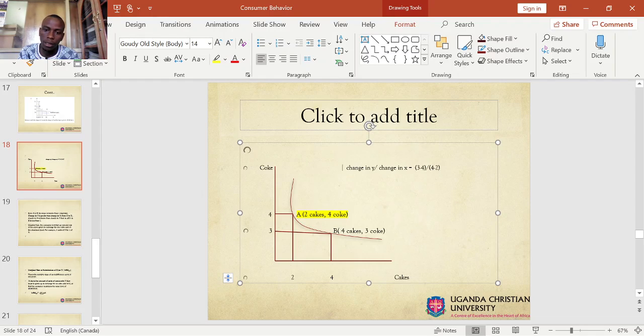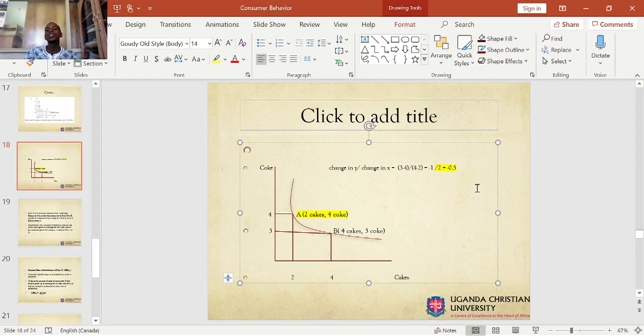So this would give us negative 1 divided by 2, and this gives us negative 0.5.